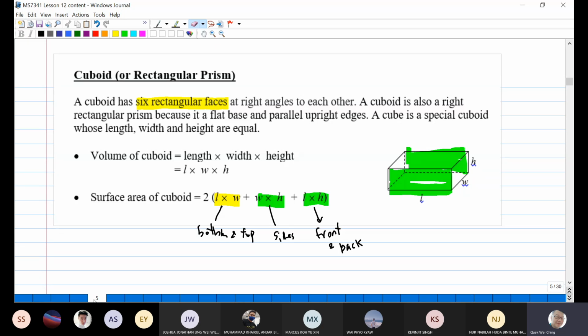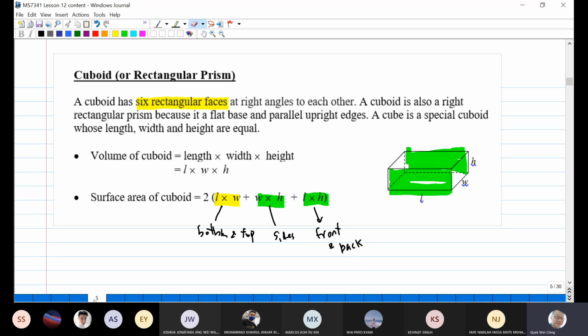It's a cuboid. A cuboid has 6 rectangular faces. You can see in the diagram they are at right angles to each other, because they are all flat surfaces and upright edges. The cuboid has a special formula to find the volume. It's just length times width times height. This will be the volume of a cuboid.